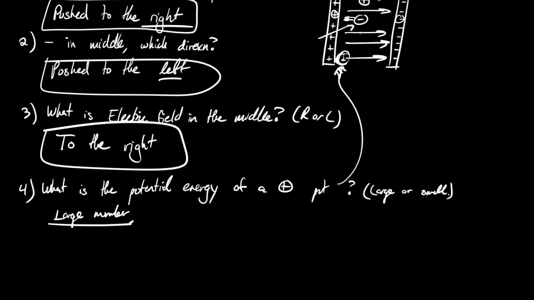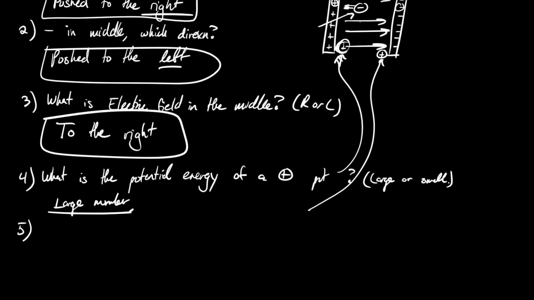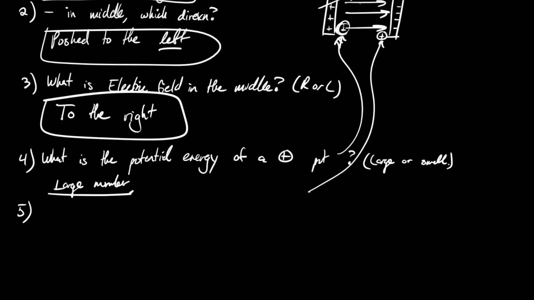All right, similar question. What if I put the positive charge here instead? Does it like being there or hate being there? And does that mean it has large or small potential energy? Okay, it would like being there because it's near the minus and far away from the pluses that it hates being near. So this is going to be a rather small number for potential energy.